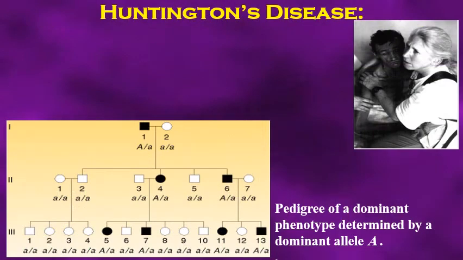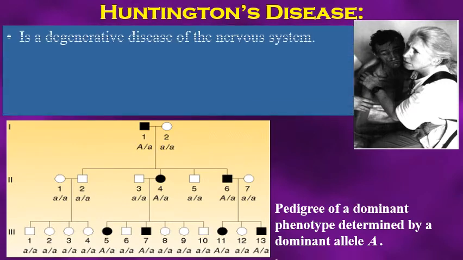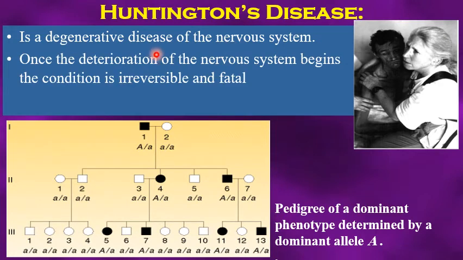There are two examples of autosomal dominant inheritance: Huntington's disease and polydactyly. Huntington's disease is a degenerative disease of the nervous system. Once the deterioration of the nervous system begins, the condition is irreversible and fatal.